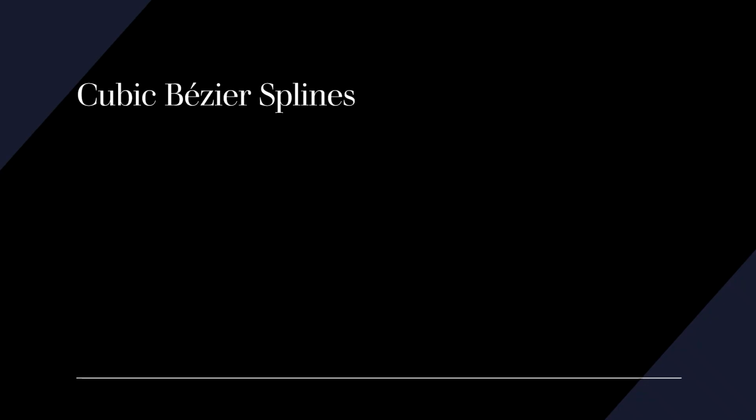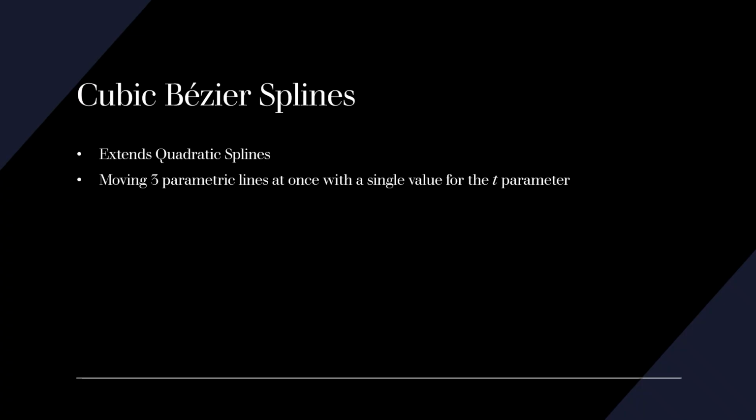So now we've looked at quadratic Bézier, we'll look at cubic Bézier. These tend to be more common. They're the basis more for the Catmull-Rom and the Hermite splines and such like. They extend the quadratic spline. That is, rather than having 3 points, we actually have 4, which gives us 3 parametric lines.